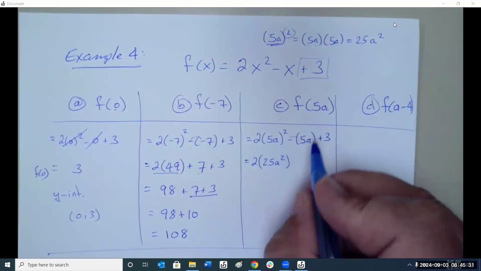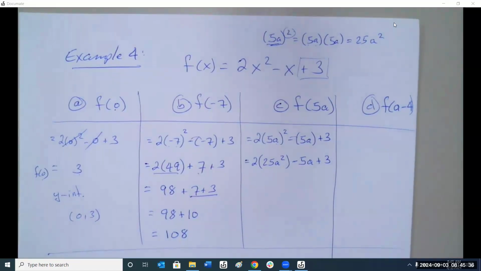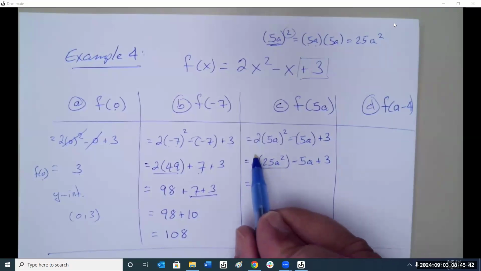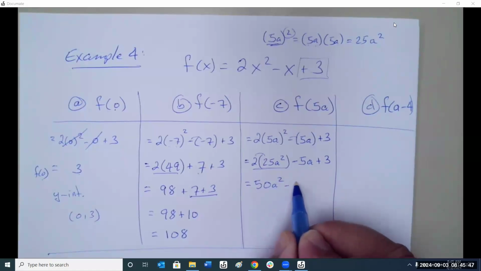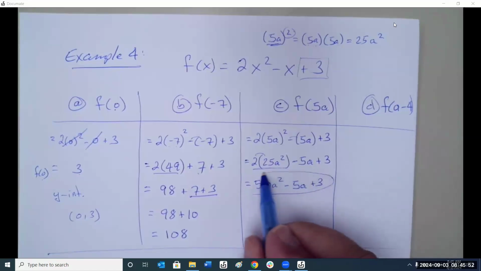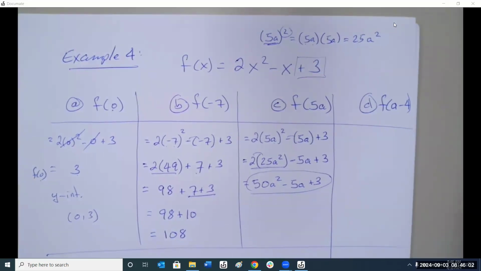The negative times positive is a negative 5a plus 3. Now we have to get rid of this parenthesis. So 2 times 25, 50a squared minus 5a plus 3. That's as far as we can go. Why? Not like terms. It's apples and oranges. a squared, that's a, you can't combine them. Now I gave the least room for the biggest one.